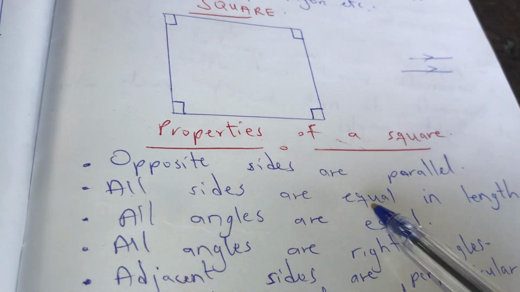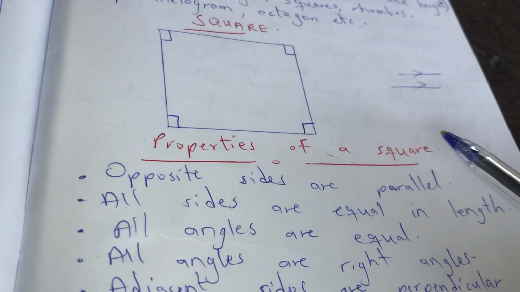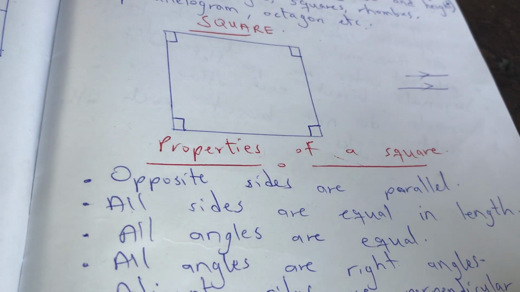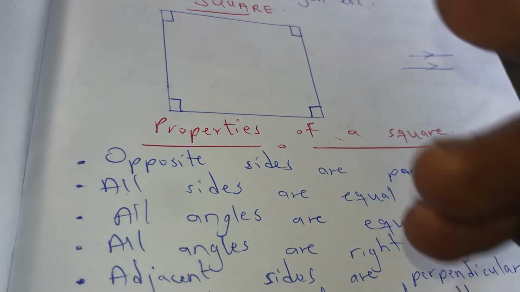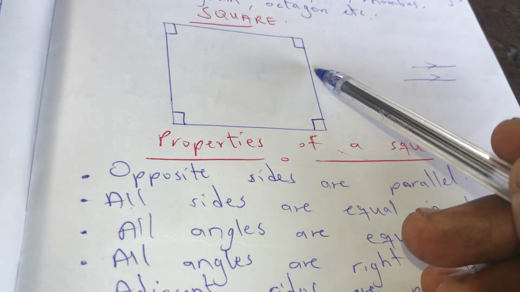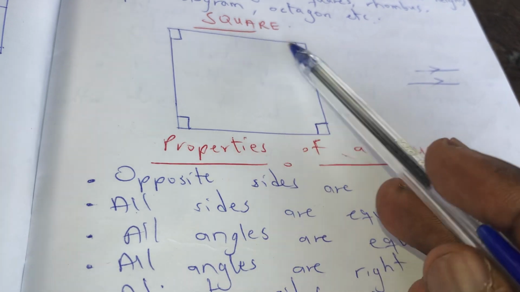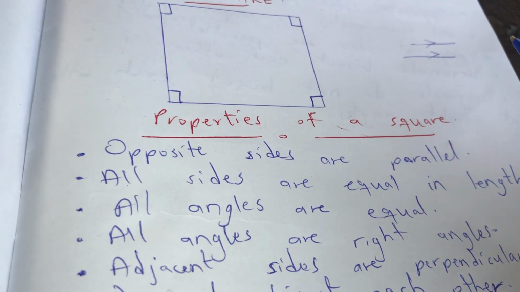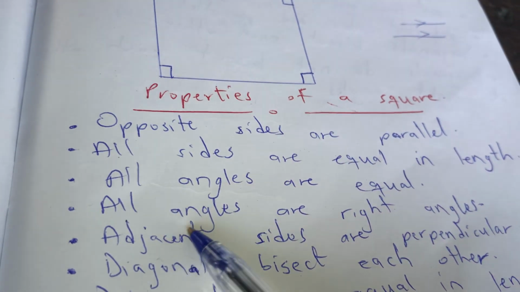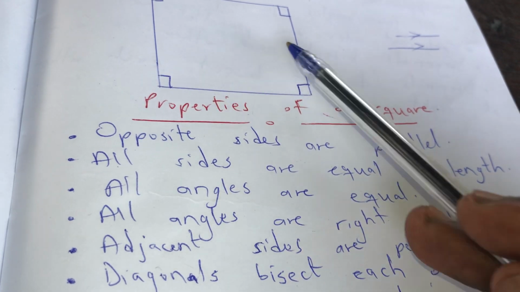All sides are equal in length: 1, 2, 3, 4. All the lines are equal in length. Then all angles are equal. You can see that I drew a box. The angle here means 90 degrees. So all four angles, 1, 2, 3, 4, are 90 degrees. So the angles are equal. Then all angles are right angles. As I said, the angles are all 90 degrees.